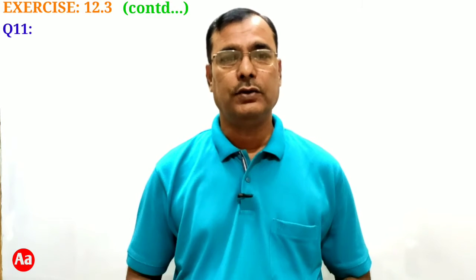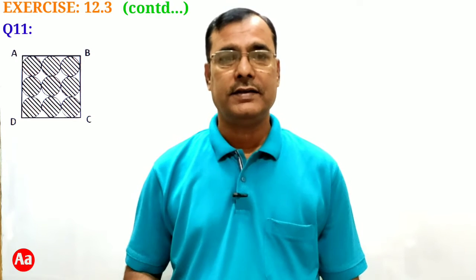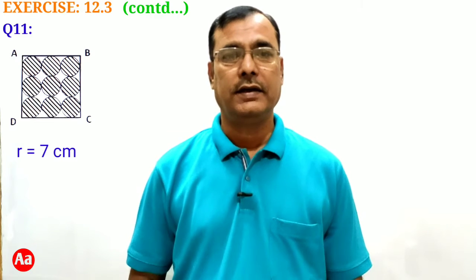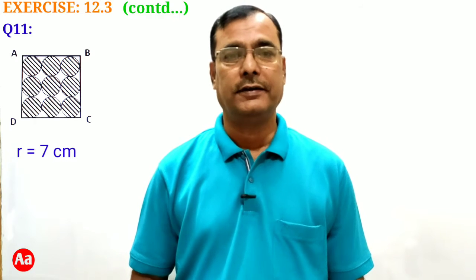Exercise 12.3, question number 11. On a square handkerchief, 9 circular designs of radius 7 cm are made as shown in the figure. Find the area of the remaining portion of the handkerchief.